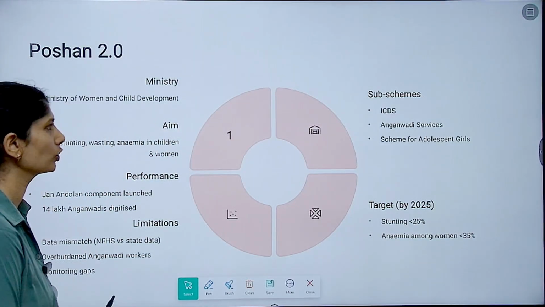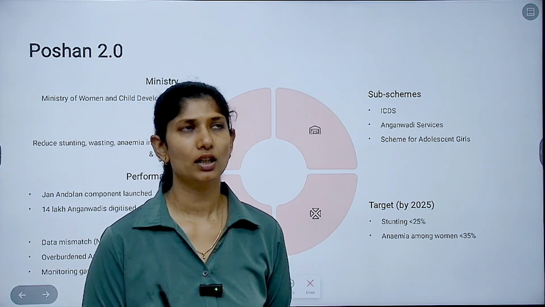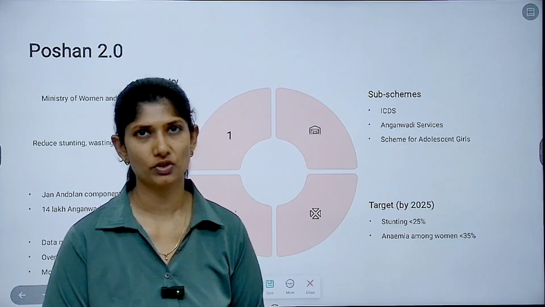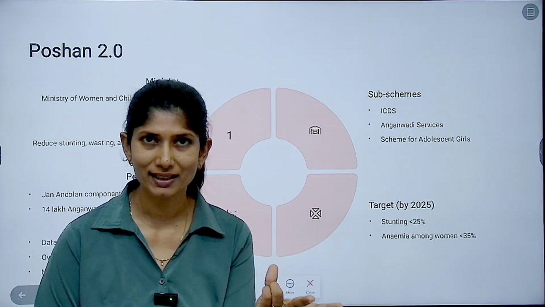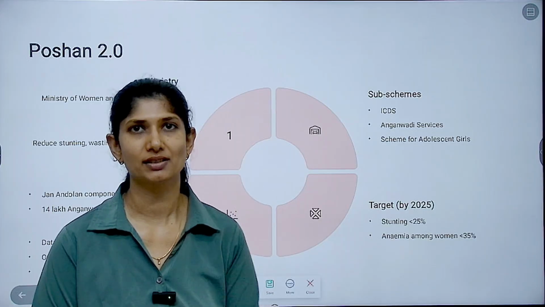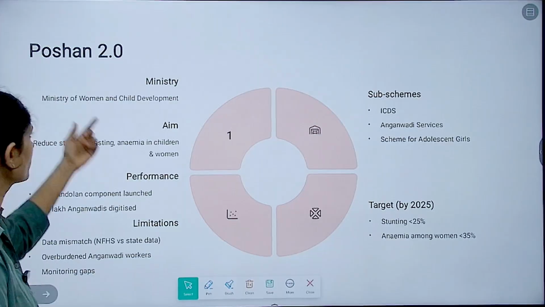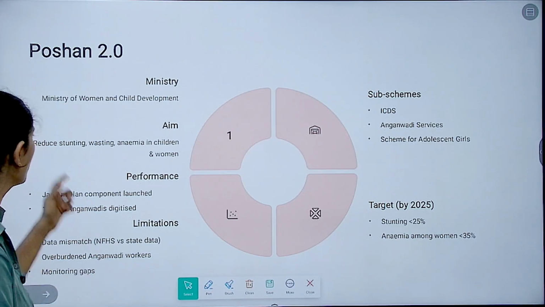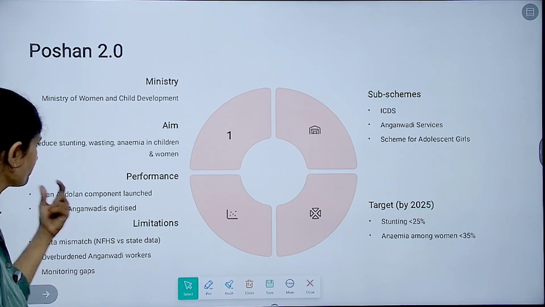Next is Poshan 2.0. With respect to Poshan Abhiyan, it is again more of a holistic approach with respect to your health, wellness, and mass awareness. These are the three keywords you have to understand here. It is introduced by the Ministry of Women and Child Development. It is to reduce stunting, wasting, anemia in children and women.